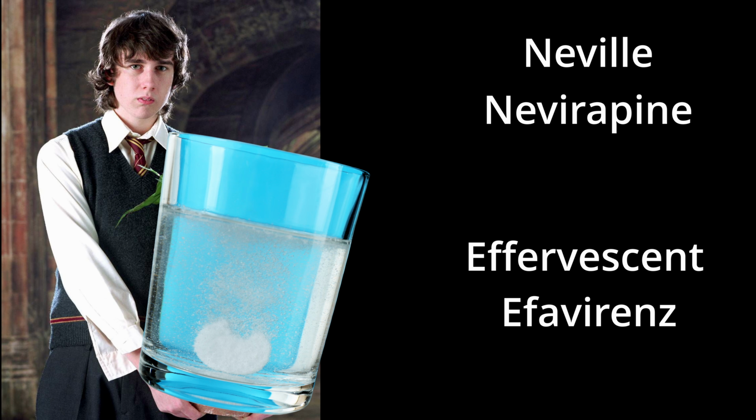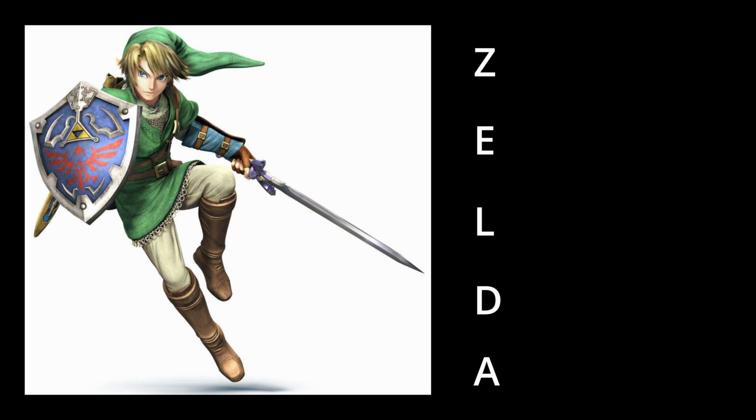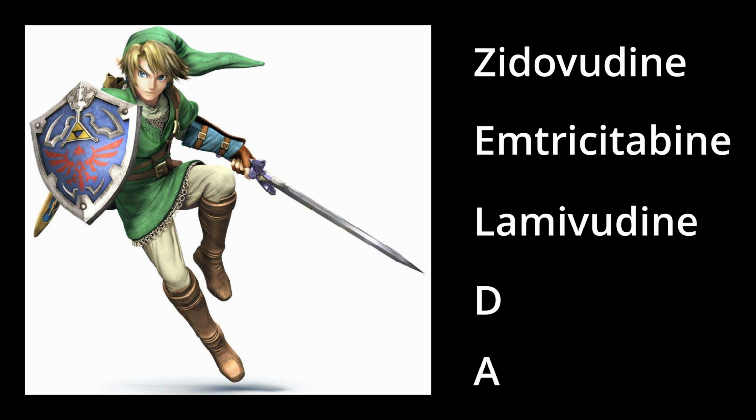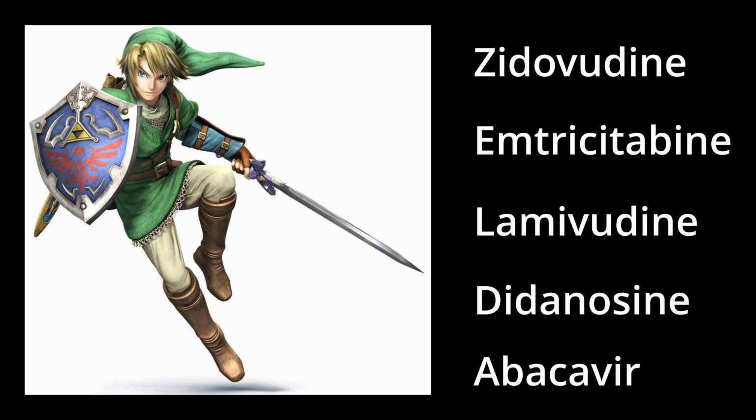Nevirapine, efavirenz. Easy, right? Now, next there was Zelda, and Zelda is hitting on ABBA, right? And Zelda is an acronym that makes you remember the nucleoside reverse transcriptase inhibitors, which are zidovudine, emtricitabine, lamivudine, didanosine, and abacavir. And as you just saw, all of them finish in -ine, right? Zidovudine, emtricitabine, lamivudine, didanosine, except for abacavir.